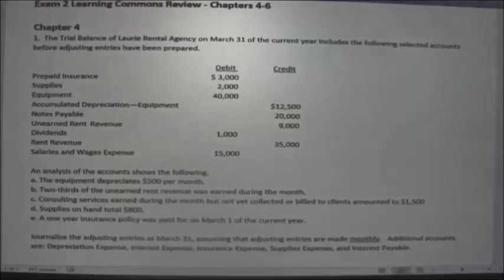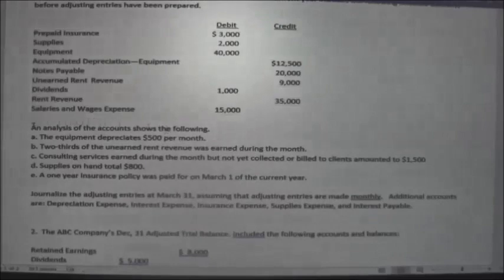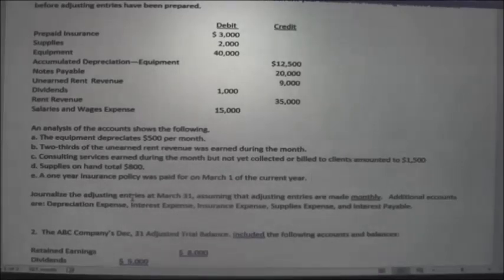All right. So we're getting started with Chapter 4. Chapter 4 starts with the trial balance of Lorry Rental Agency on March 31st. They give you the trial balance. They provide you with some additional information. And we are asked to journalize the adjusting entries at March 31st. Okay? We need to journalize the equipment depreciates at $500 per month.